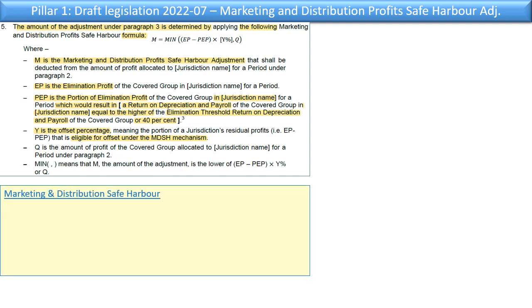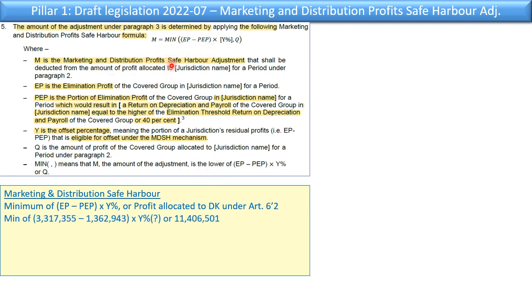But let's go through the calculation, because now we can apply the formula, the minimum of EP minus PEP multiplied by Y percentage, or the profit allocated to Denmark under 6.2, which was this 13 million, right? So we have the minimum of 3 minus 1.3, which is this 1.9 that we just saw, multiplied by Y%. Now, I don't know what Y% is.